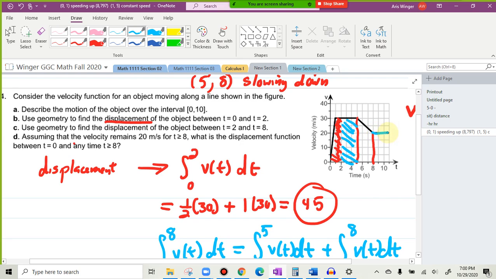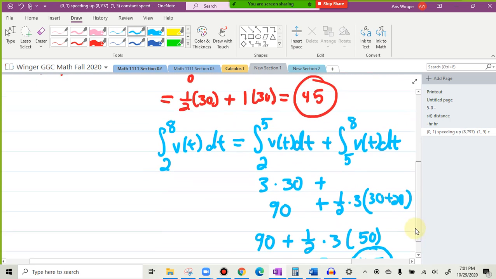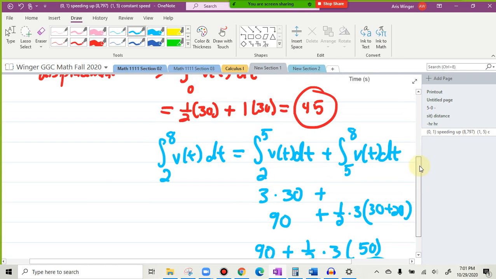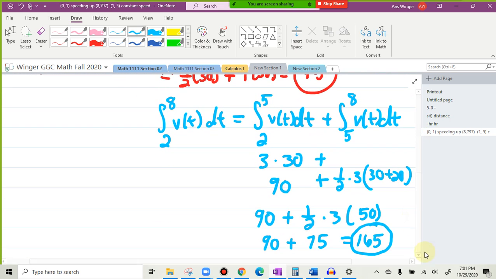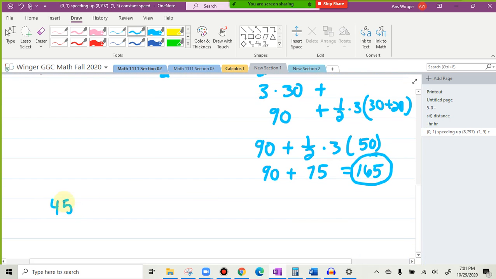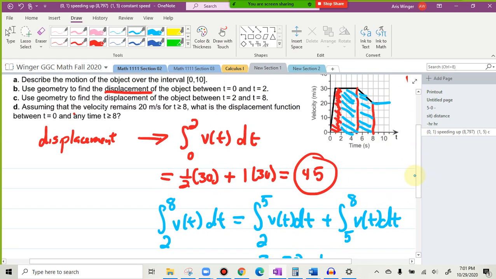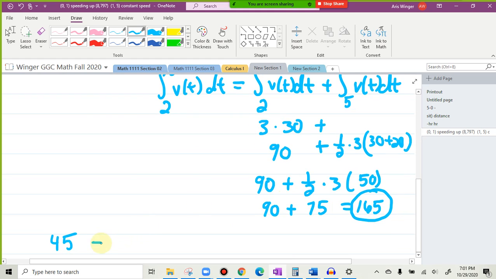Velocity stays constant at 20 meters per second after 8. What is the displacement function between t equals 0 and any time after that? Well, we're going to add up all this stuff. I think we have it now. We have the 45 we had at the beginning, and then you go another 165.